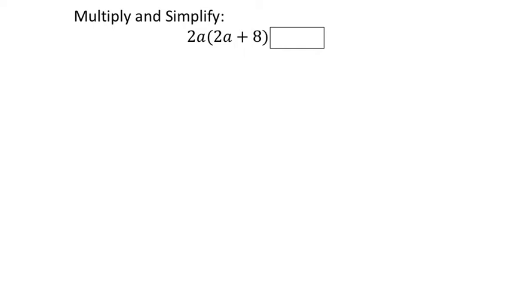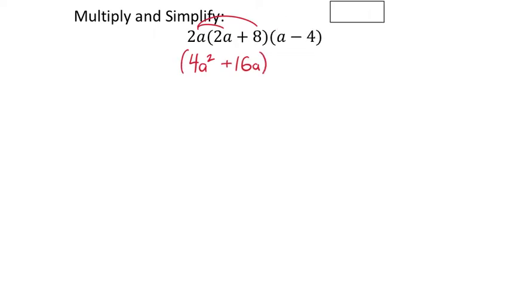So right off the bat, I'm going to distribute 2a's right here. 2a times 2a would be 2 times 2 is 4. a times a is a squared. So I am skipping a couple steps here, I think. Then 2a times 8 would result in positive 16a. And that's just from that multiplication right there. Now you'll notice I'm going to put this in parentheses, and now I will uncover that other binomial, which is a minus 4.